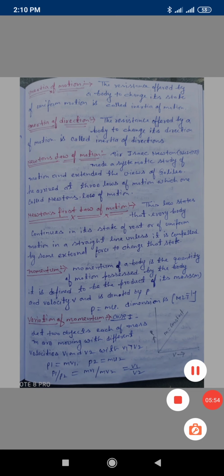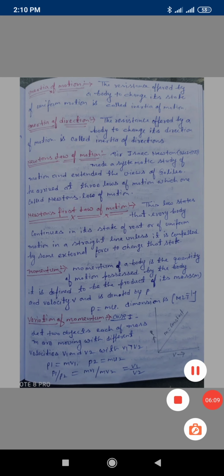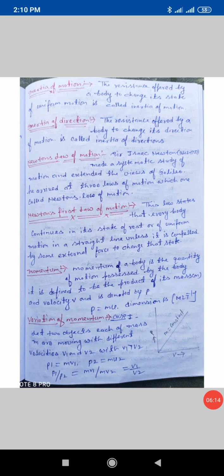Next, momentum. Momentum of a body is the quantity of motion possessed by the body, and it is defined to be the product of its mass and velocity v. Momentum is denoted by P, and P equals m into v. The unit of momentum is kg meter per second, and its dimension is MLT to the power minus 1. Variation of momentum: how does the momentum vary?